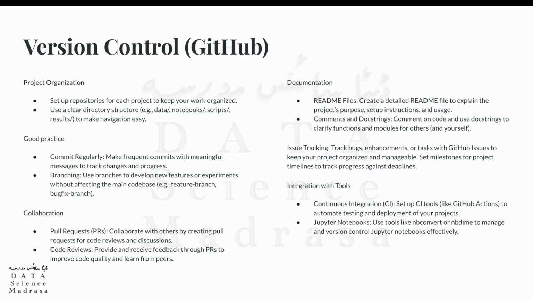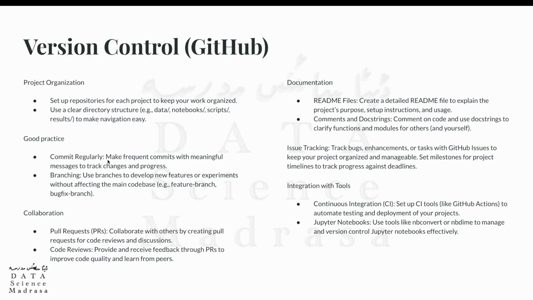Version control goes hand in hand. You have to be able to maintain your portfolio and all the work you do for your employer as well in an organized fashion. You set up repositories. You can use GitHub to do that. For each project, you have a repository to keep your work organized. You can have a directory structure, make navigation easy.